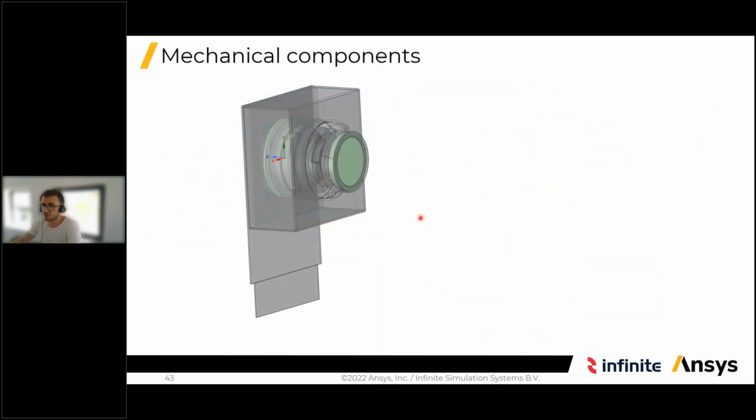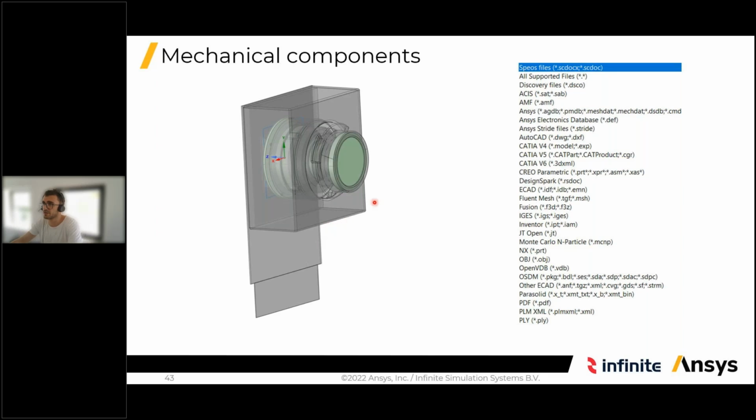Then what we can do in Speos is design the mechanical components around the lenses. So not only the lens itself, but the whole camera around it. We can do it in Speos itself, or we can import it from other CAD software. So as you can see, Speos can handle a lot of different formats, CATIA, AutoCAD, Creo, and so on, many different formats.